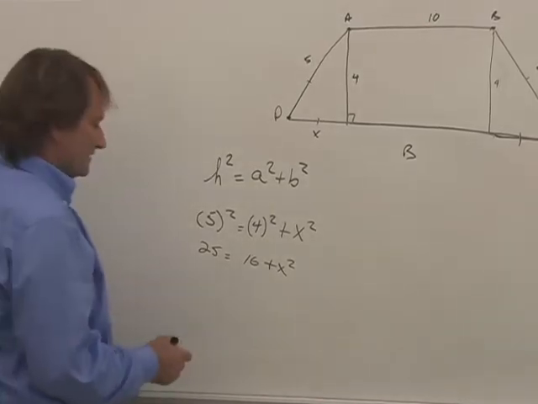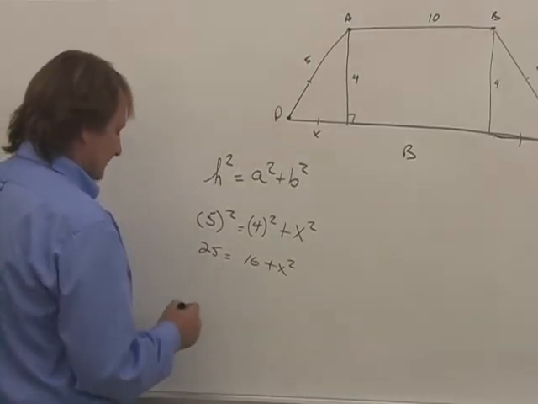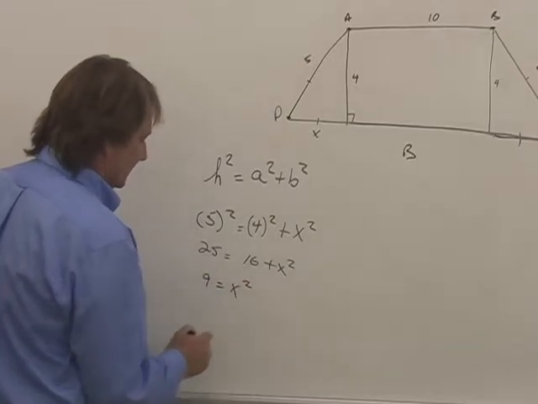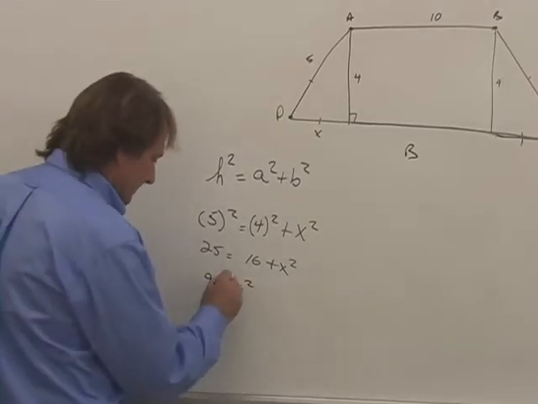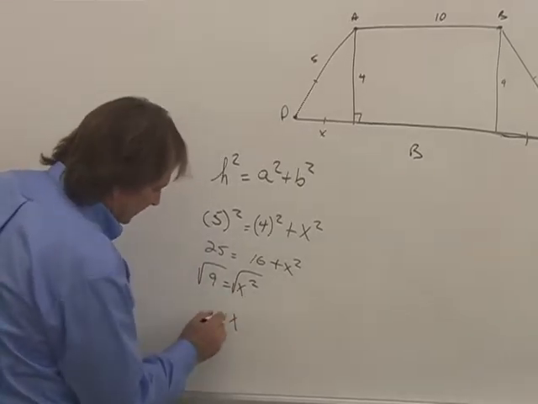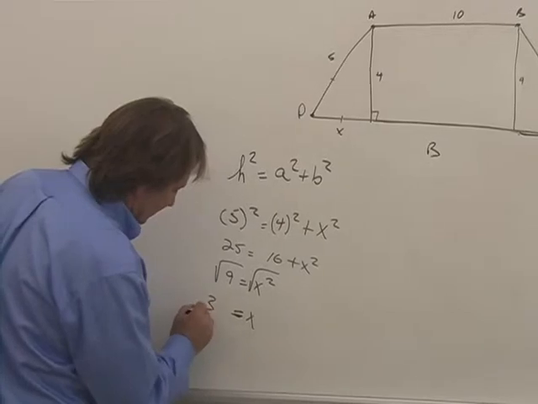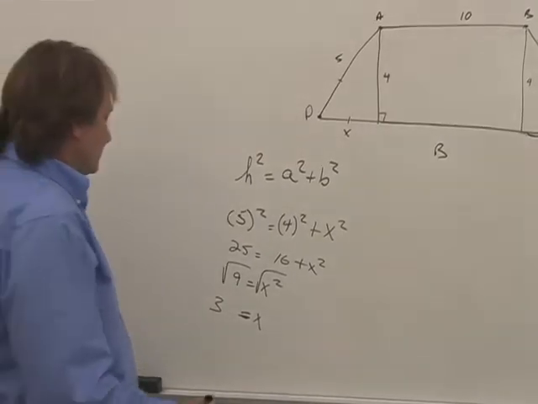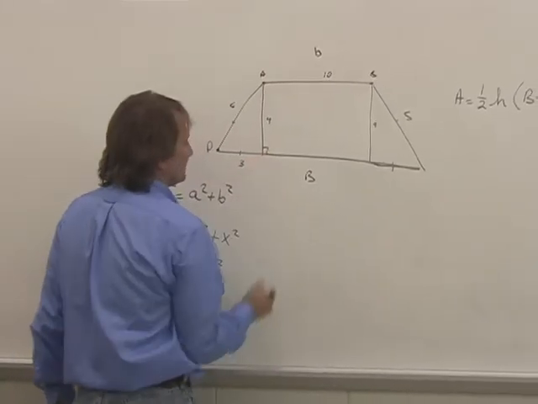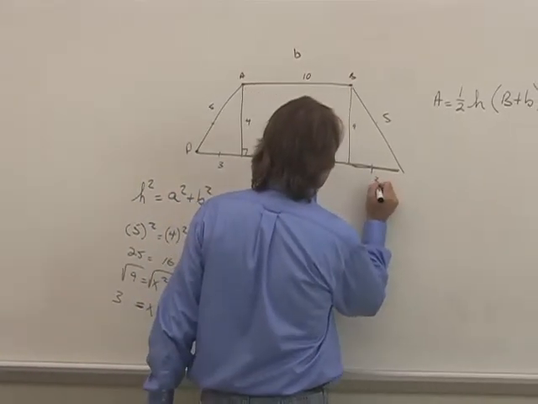Can't do anything but solve for the x in x squared. So we need to subtract the 16. 25 minus 16 is 9, and that's equal to x squared. Take the square root of both sides. Square root of x squared is x. The square root of 9 is 3. So the length of this side here is 3. The length of this side here is 3.